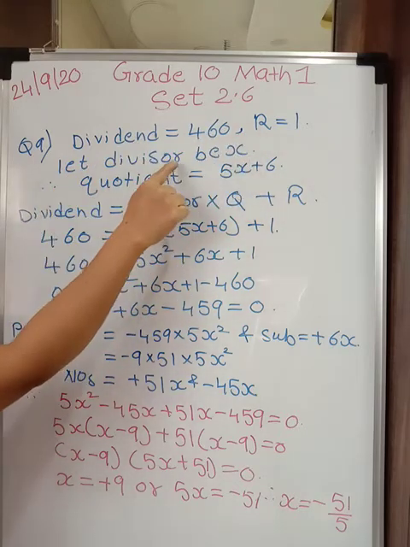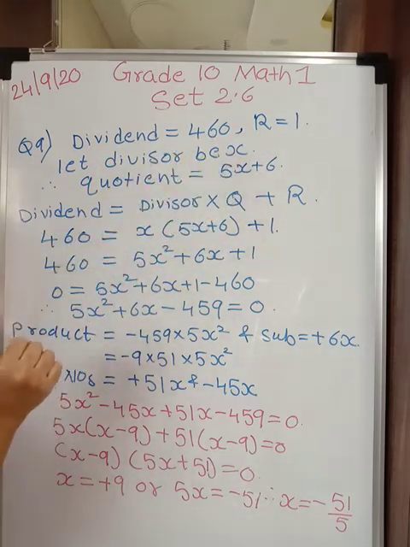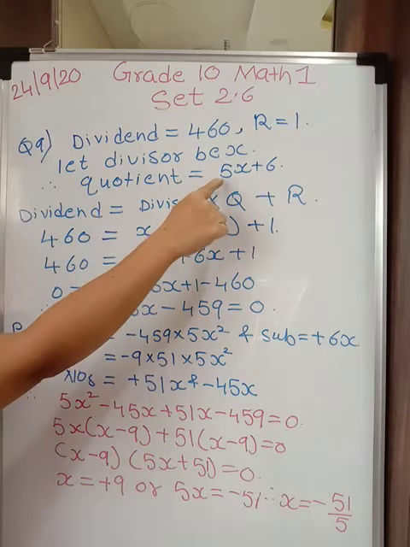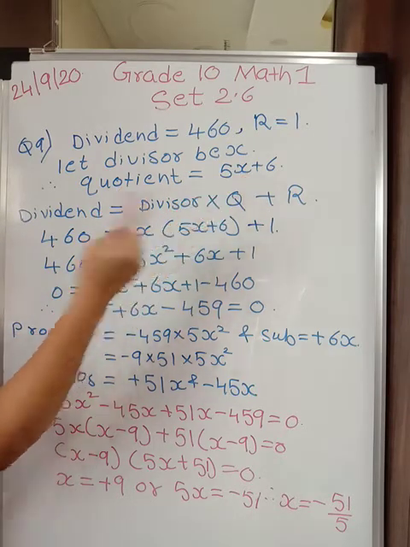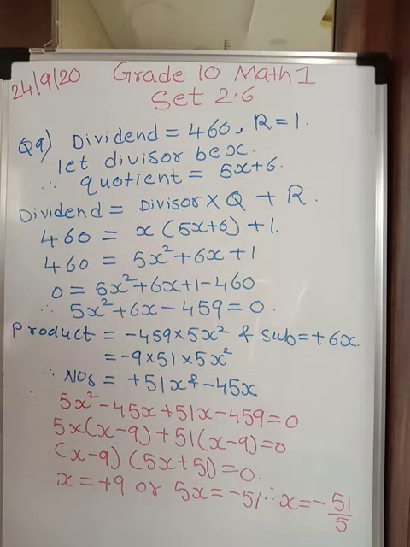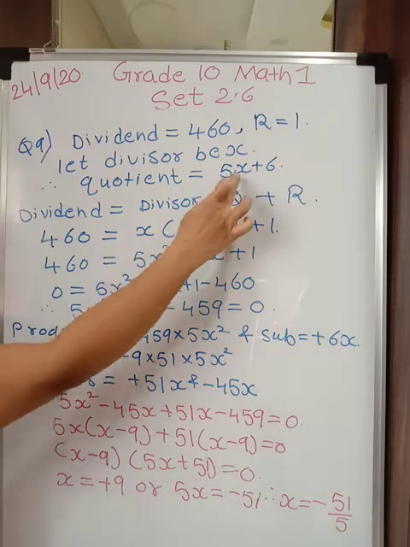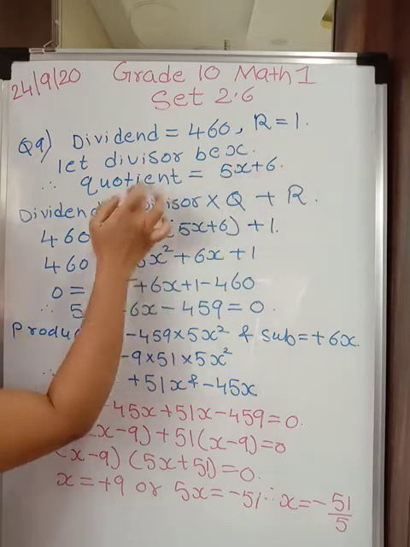Now if we take the divisor as x, which is a natural number, then the quotient will be 6 more than 5 times the divisor. 5 times the divisor and 6 more, so that is 5x plus 6. So this will be your quotient.